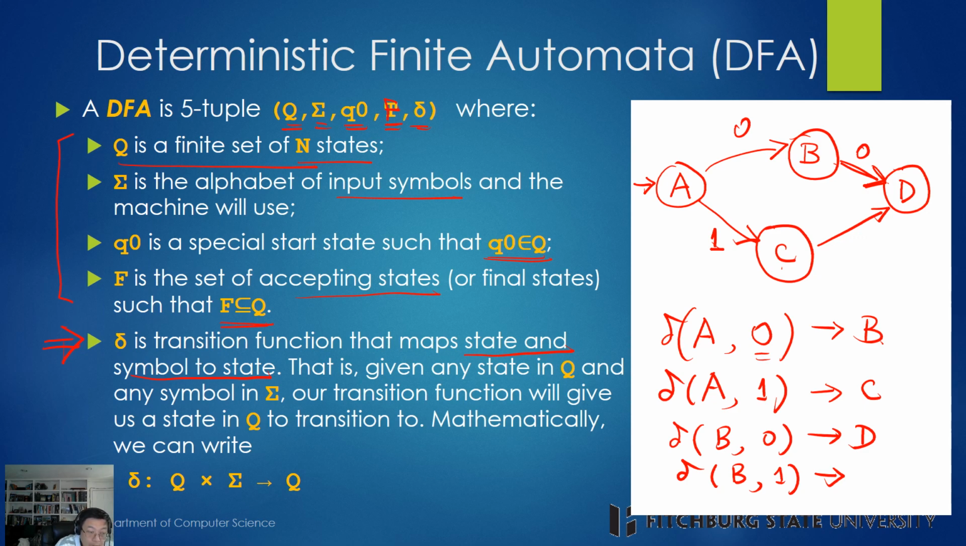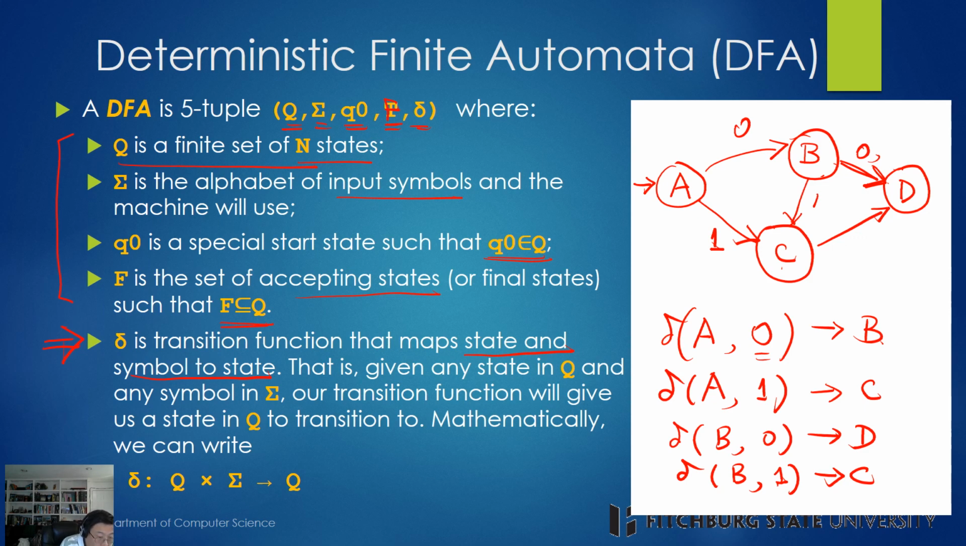Now, there's a couple of different possibilities. If the current state is B and the symbol is 1, then we could map to D as well, right? In this case, for both 0 and 1, we map to D. That's okay, that could be the case. But it could be something else: if the current state is B and the symbol is 1, we're going to map to C. We can do anything we want, right?